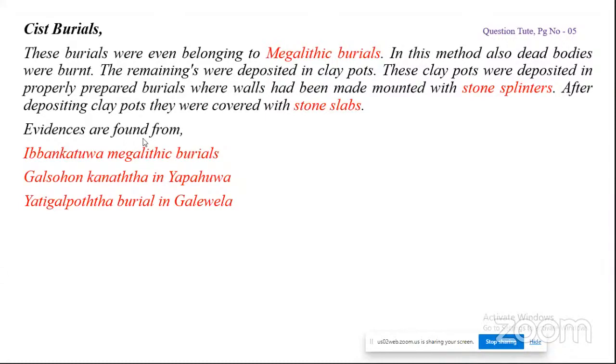So this is a possible question. Explain three types of burials of proto-historic men. So this is under three headings then. The three headings are clay tub burials, urn burials, and cist burials.